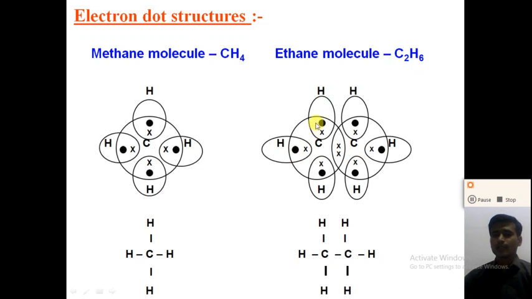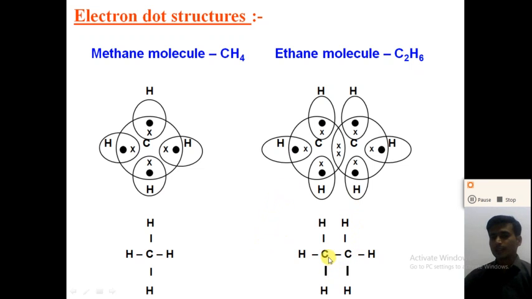The other 3 valence electrons of the carbon atom make covalent bonds with hydrogen atoms, and the 3 valence electrons of this other carbon atom make covalent bonds with another 3 hydrogen atoms. So here the 2 carbon atoms make covalent bonds with the 6 hydrogen atoms, right? And the structure of the ethane molecule forms, right?